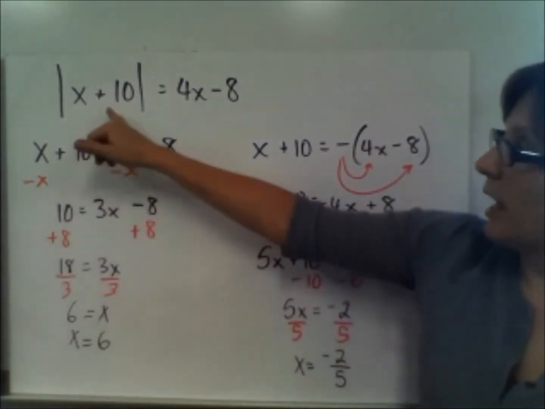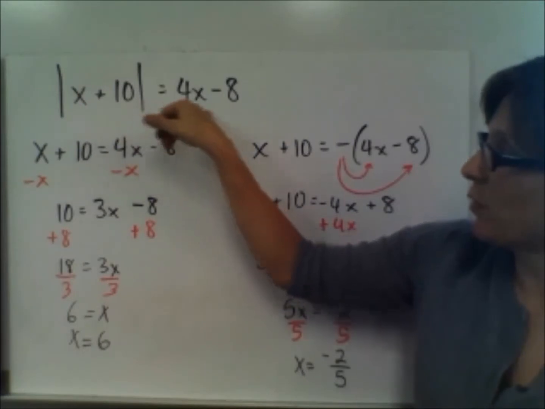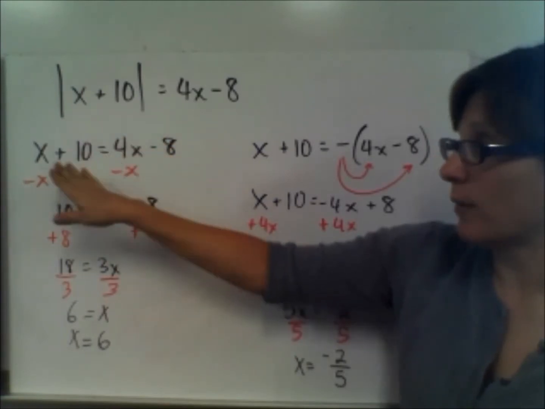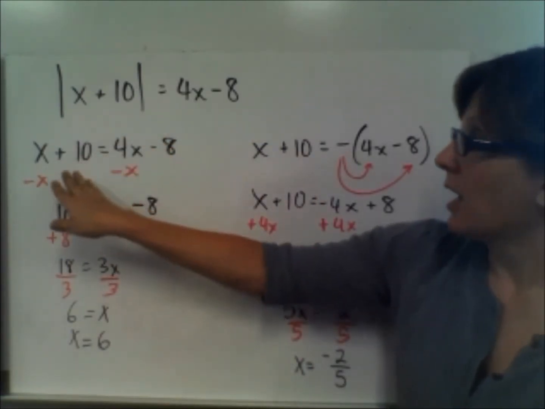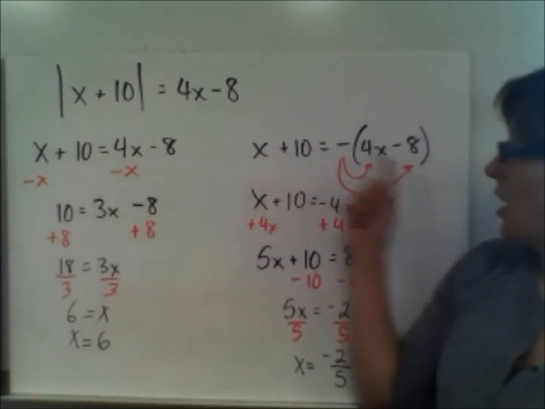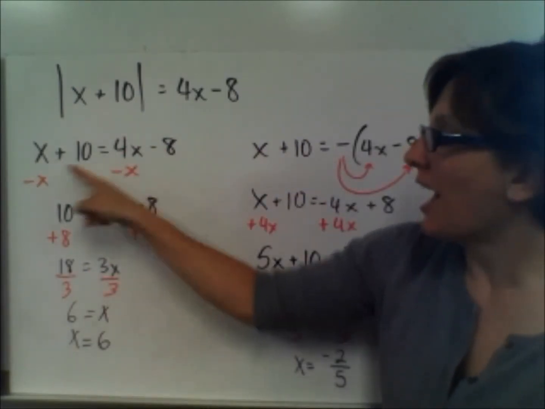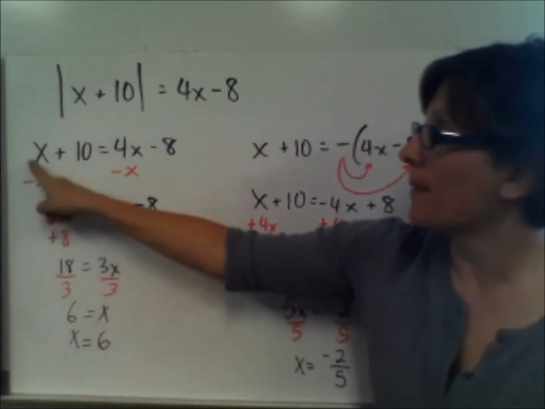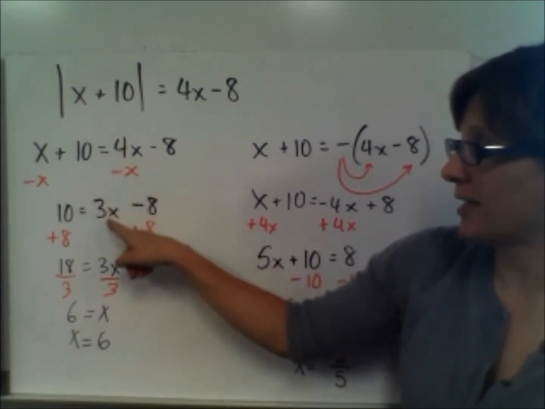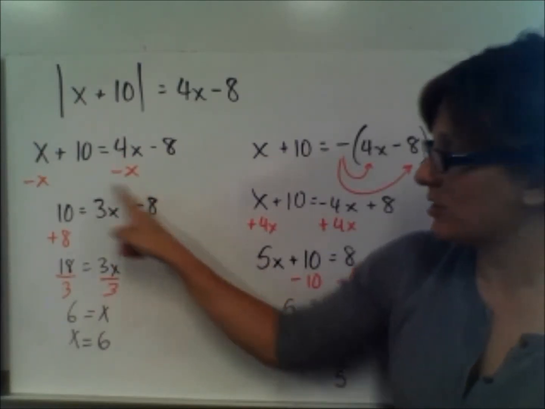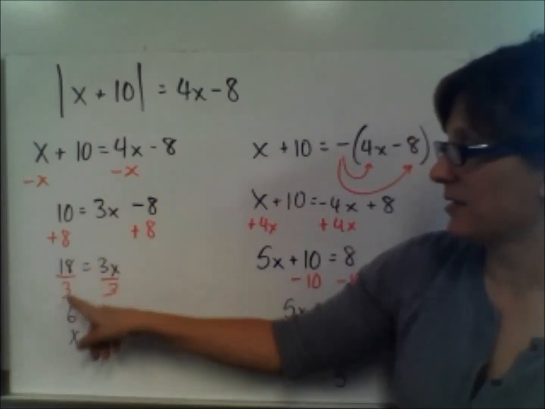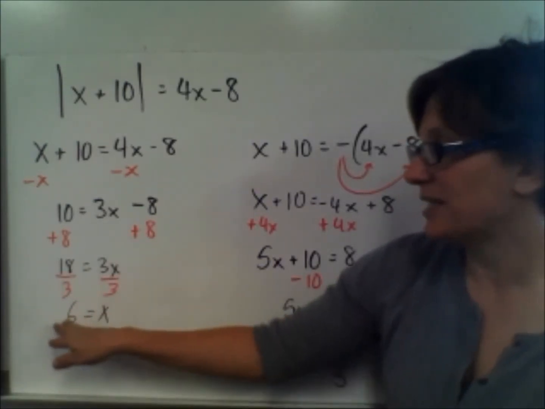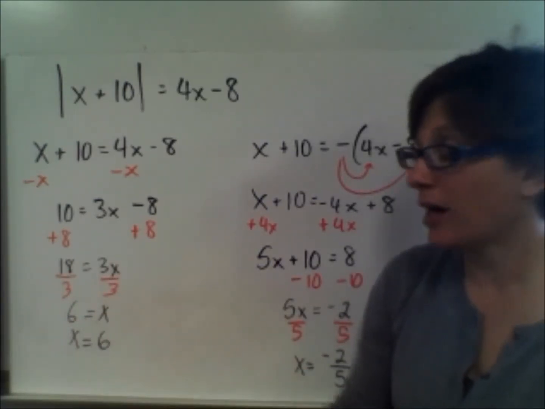Here's a longer problem. Absolute value of x plus 10 equals 4x minus 8. Absolute value sign over here is all by itself, so now I can just write it twice. I'll solve this side first. I have x over here and x over here. I need to put them together. I'm going to move the smaller one. So I'm minus x, 4x minus 1x is 3x. Now I'm going to move this 8 over here, plus 8 plus 8. 18 equals 3x, divide both sides by 3, gives me 6 equals x, which I can rewrite as x equals 6.